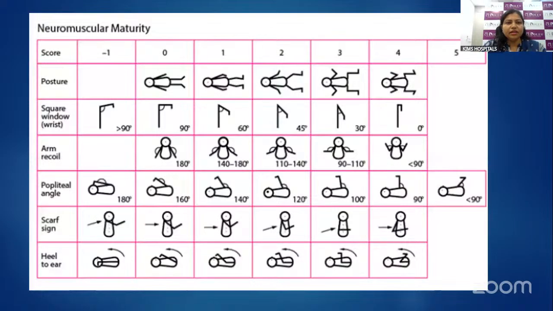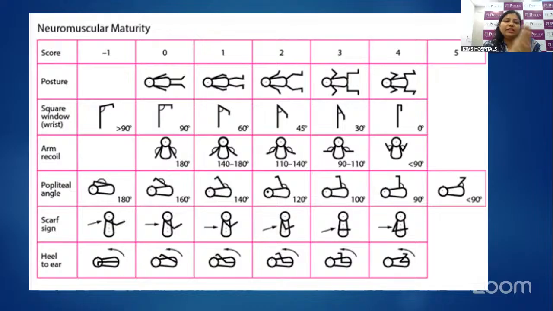So let's see. These are some components of the New Ballard score, where you see the posture of the child, and square window, where you check the angle between the wrist and the forearm. So you'll come to know how much the angle is. Then the arm recoil, while you are folding and then leaving it, and how much the child is able to recoil it. That comes under arm recoil. Popliteal angle, you'll try to put the heel towards the ear, and that is also another component. The maneuver is a little different, but it's almost similar.